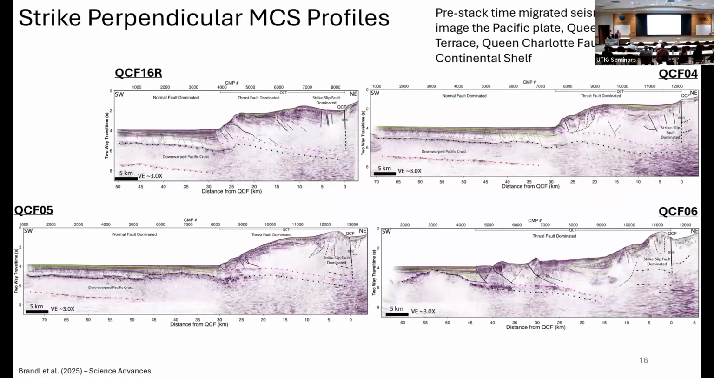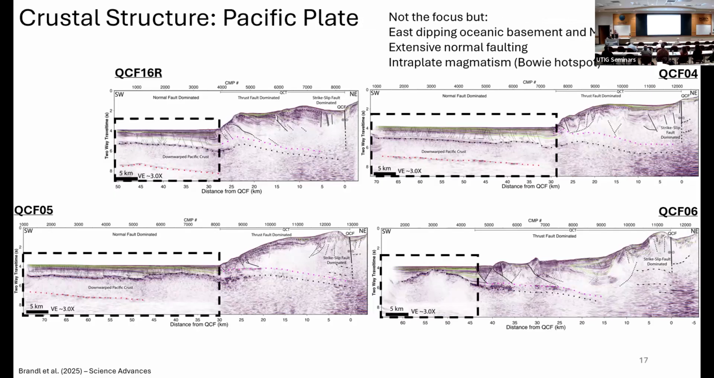So we're going to step through some of the profiles just to look at some of the structures. We'll be looking first at these 4 strike perpendicular pre-stack time migrated profiles. They're oriented from south to north. This is the southernmost profile, QCF 16. This is the northernmost profile. We'll be able to get this regular sampling of the internal structure of the Queen Charlotte Terrace. These profiles image not only the Queen Charlotte Terrace, which is this uplifted shallow feature here, but also the incoming Pacific plate, the Queen Charlotte Fault itself, and then a little bit of the continental shelf.